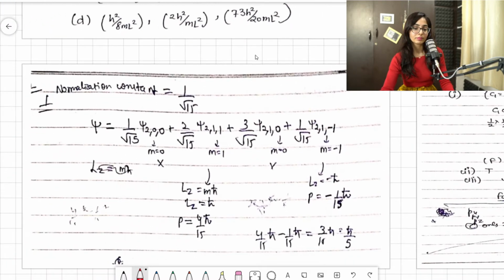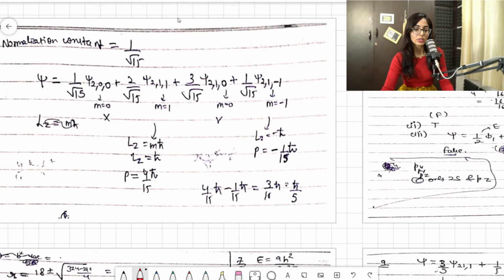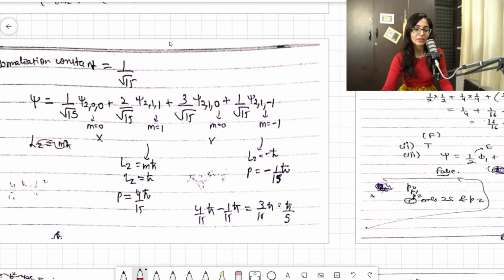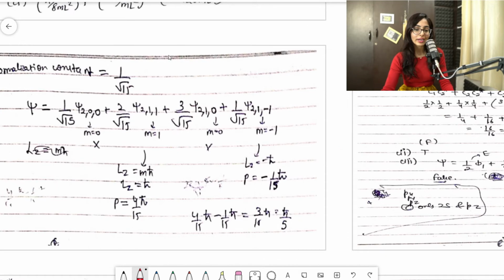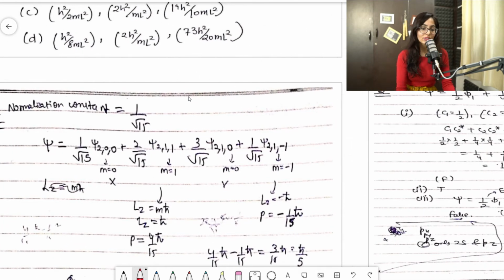And yeah, so guys, what we'll do here, I'm writing over here again this psi. It was given like this, I have already written over here. So I will write, this was given, that it was 1 psi 200, clear, plus 2 psi 211, clear, plus 3, I forgot to write over here, so I thought to tell you, plus psi 21 minus 1.